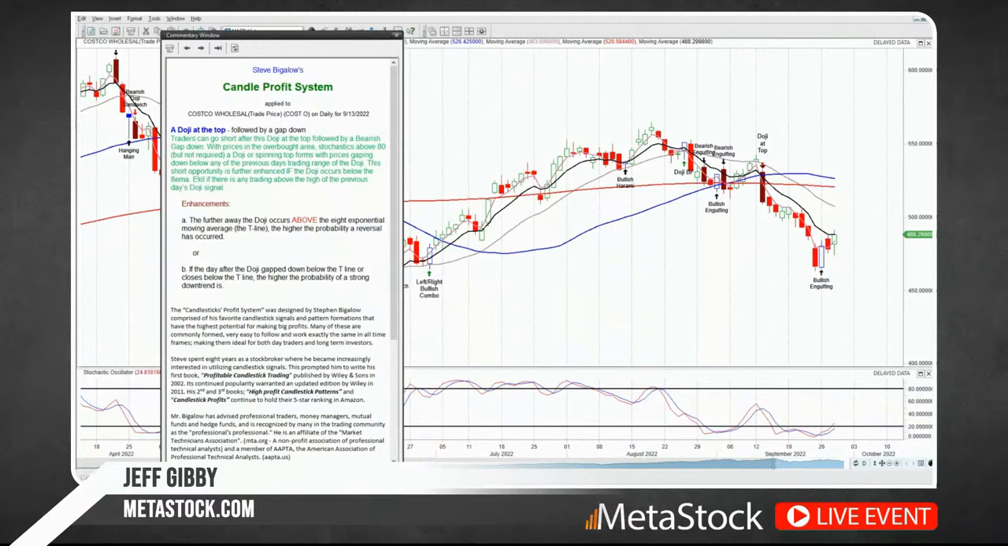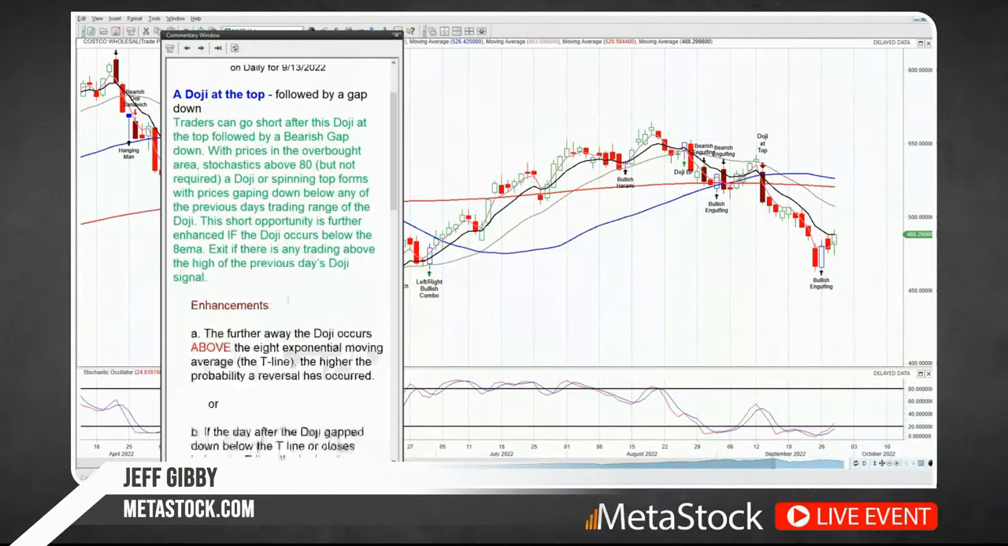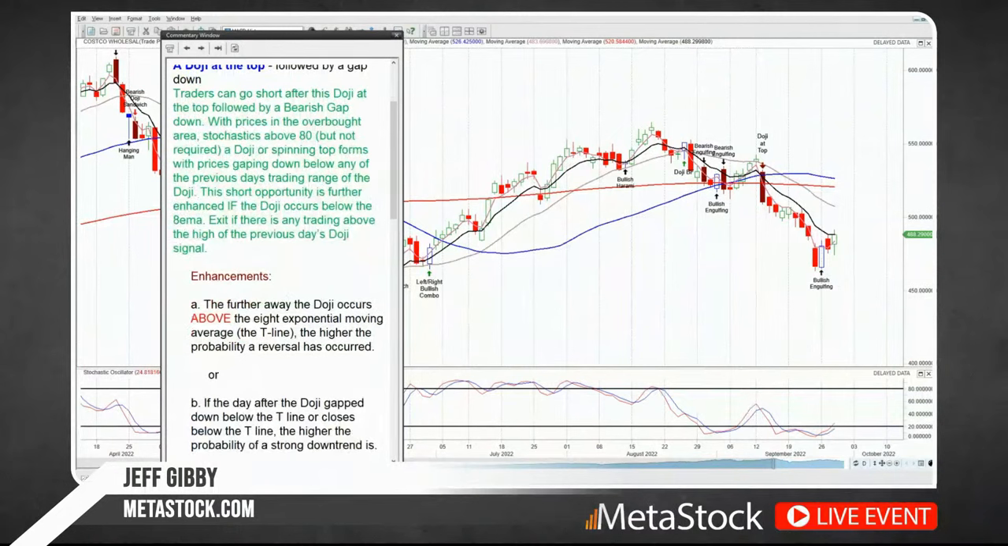Kind of gives you some ideas in terms of how to read that. I'm going to make it a little bit bigger just by zooming in a little bit here. But traders can go short after the doji followed by a bearish gap with prices in the overbought area. Kind of gives you an idea of what we're looking for.